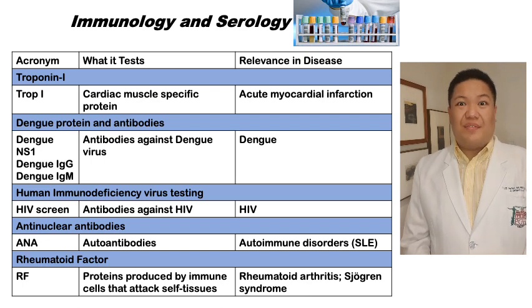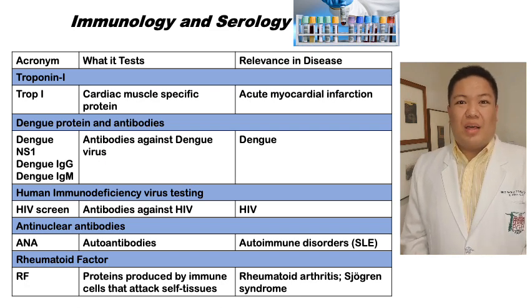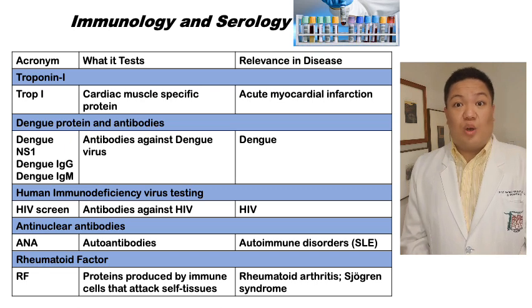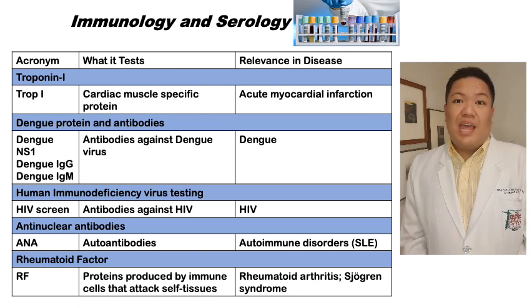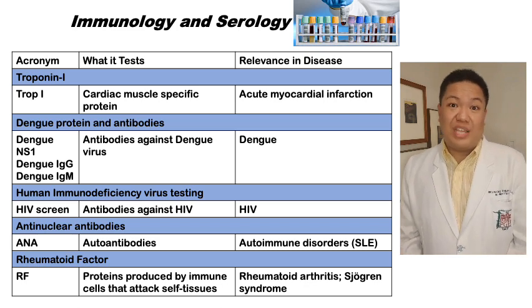Troponin I, which is actually very frequently requested because it aids in the diagnosis of myocardial infarctions. The dengue tests, especially during the rainy season, and for patients presenting with thrombocytopenia, we usually request this one to check for the presence of antibodies and antigens in dengue. This is also where we can request for HIV, for ANA or anti-nuclear antibodies, specifically for cases of autoimmune disorders and lupus. And this is also where we can request for a rheumatoid factor, which is important in determining activity for rheumatoid arthritis and Sjogren syndrome.